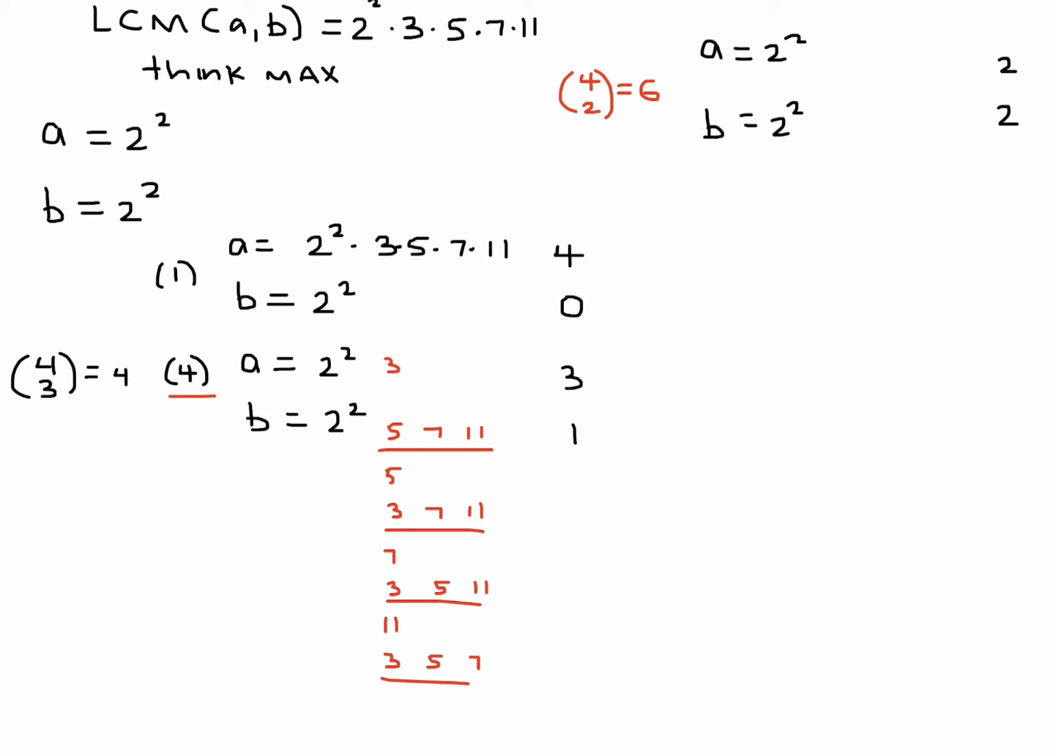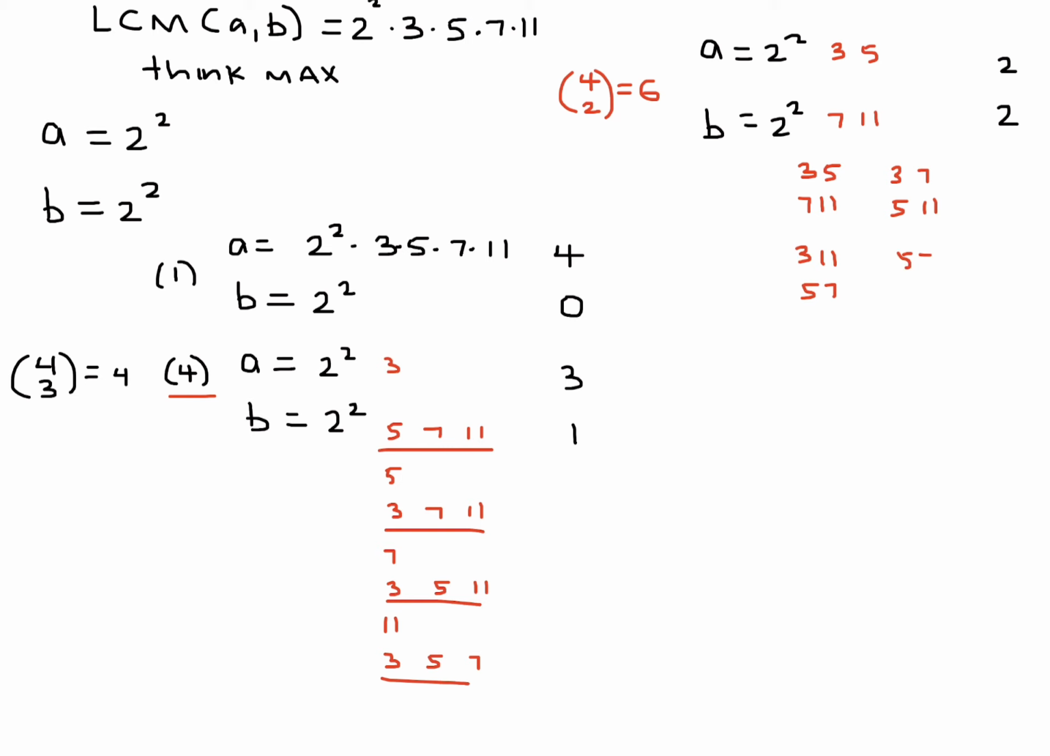And I'll just write them all out. 3, 5, and 7, 11. Like, for example, you put 3 and 5 up here and 7 and 11 here. Like that. That's one way. 3, 7, 5, and 11. 3, 11, 5, and 7.